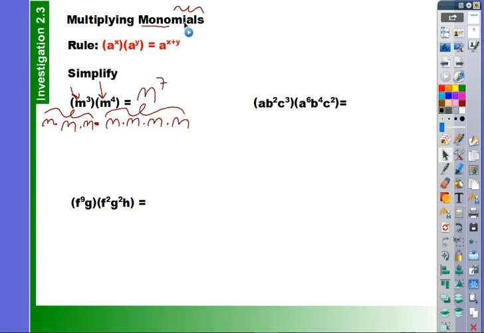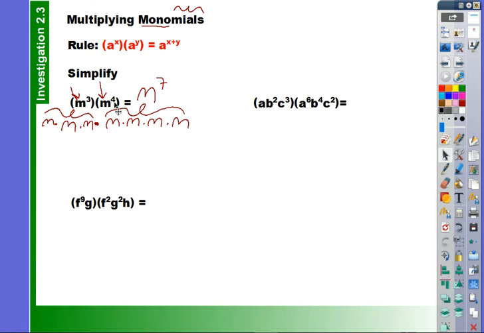So the rule says a to the x power times a to the y power is going to be equal to a to the x plus y power. So just like here, we had m's, m to the third, m to the fourth, and we can expand it, but that takes a lot of time. Why don't we just add the two exponents together? 3 plus 4 is equal to 7. It is? Shocking. I know.